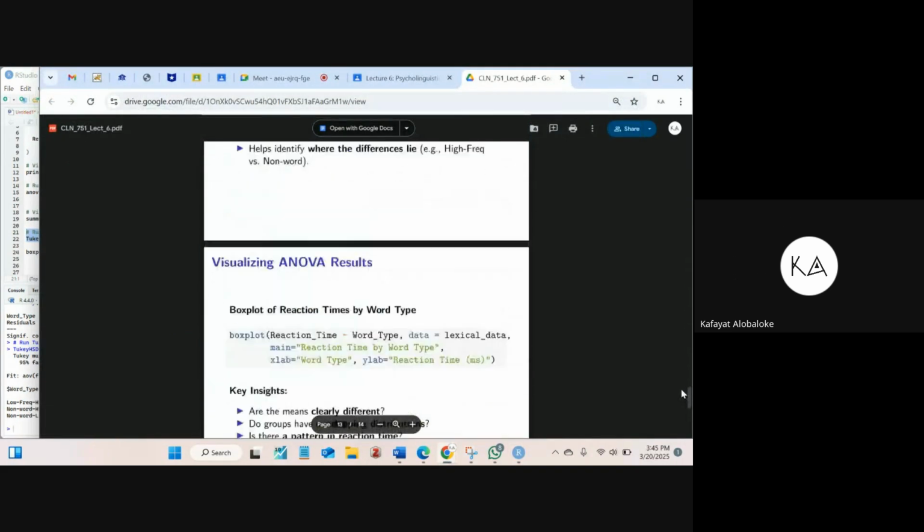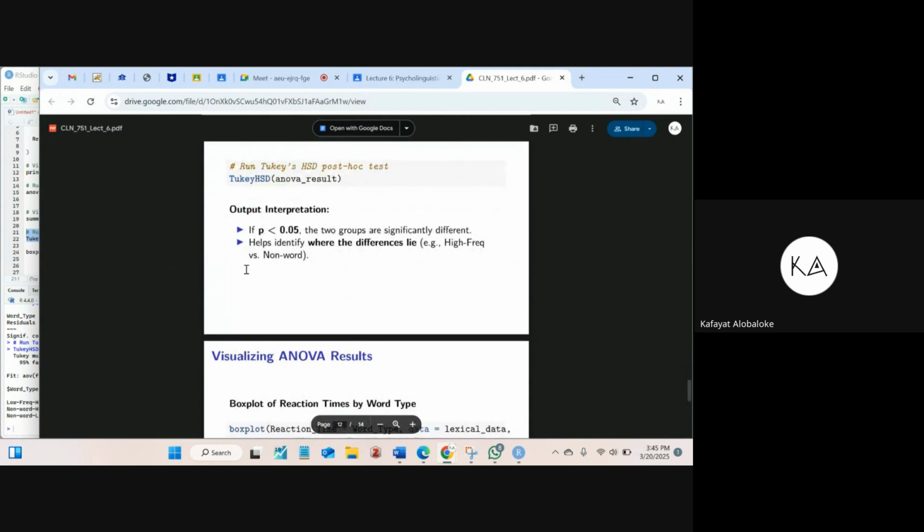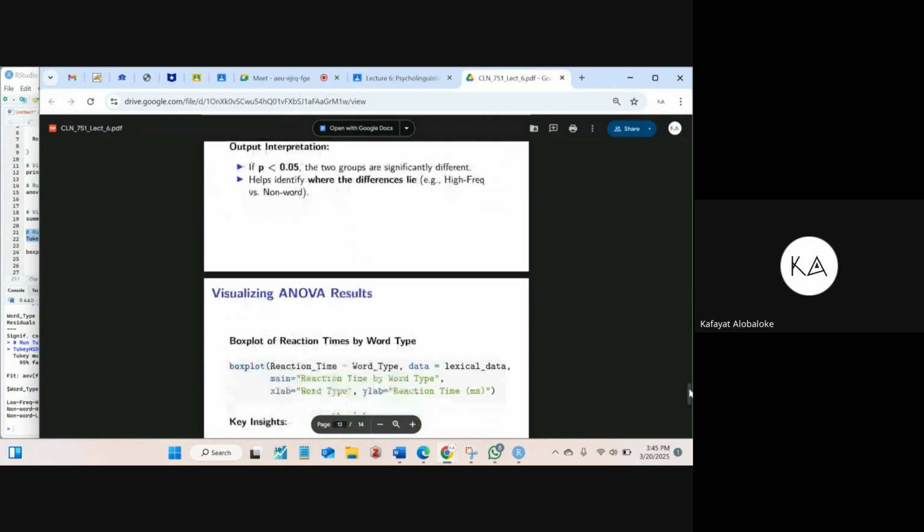Now let's go back. So in summary, this Tukey HSD helps us identify where the differences lie. That's the high frequencies versus non-words, as shown in the results.